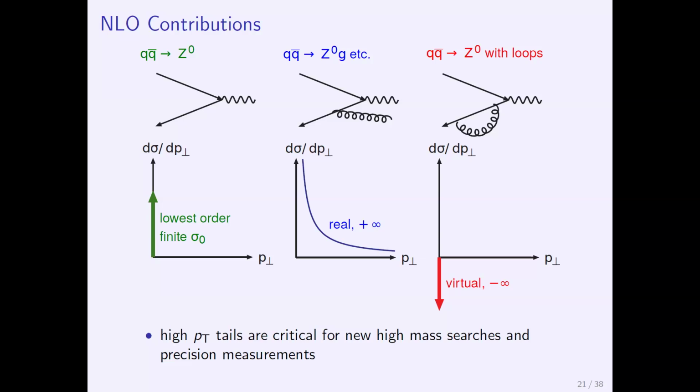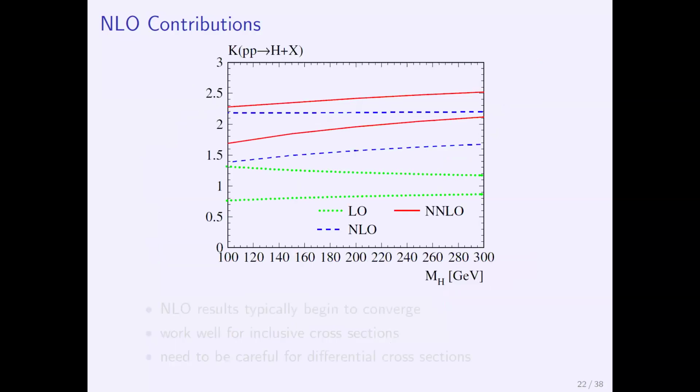Okay, so this is matrix elements. In terms of these contributions that we have, this is the Higgs mass. This is the cross-section for the Higgs inclusive. You can see how these things scale. Leading order is given in green. Next to leading order is given in blue. Next to next to leading order is given in red.